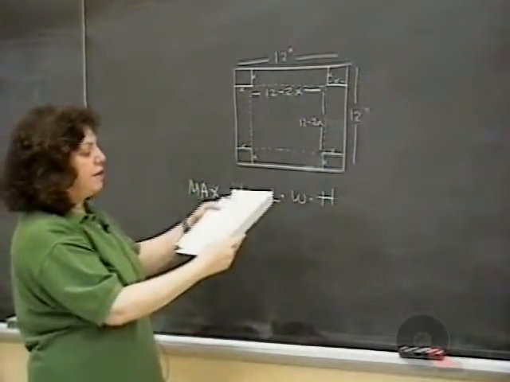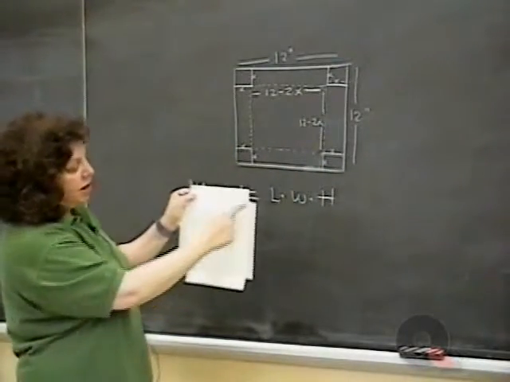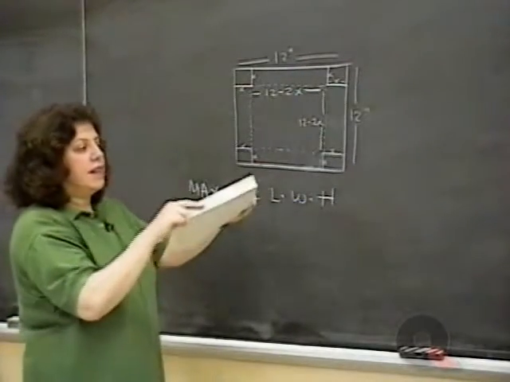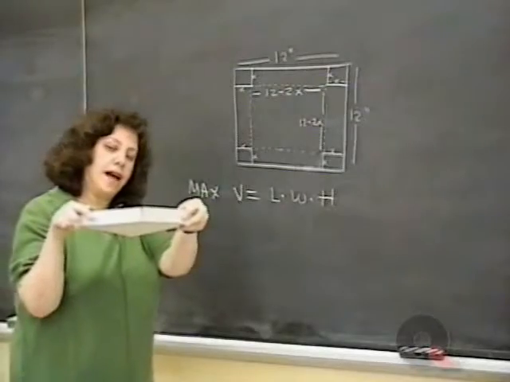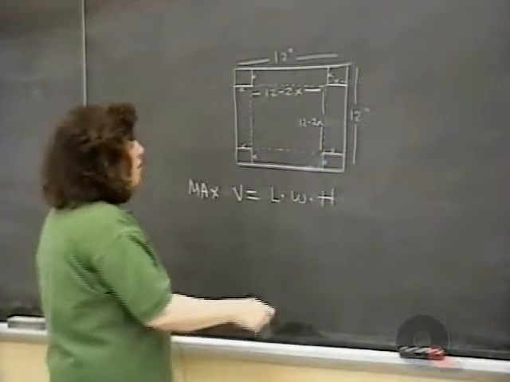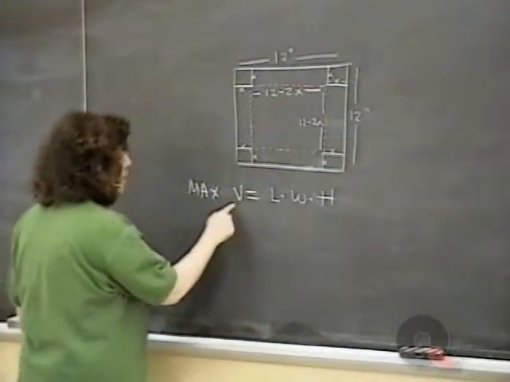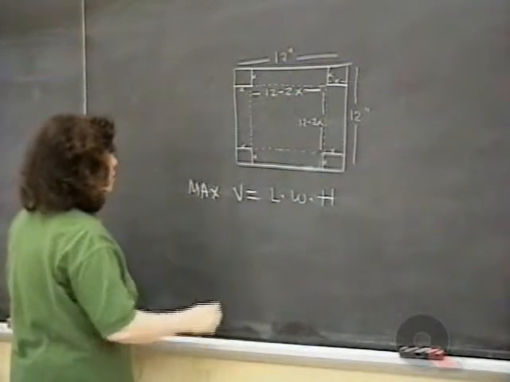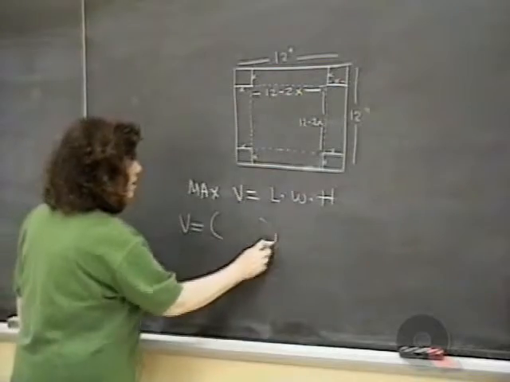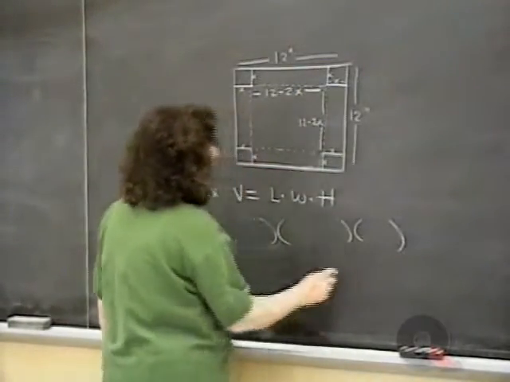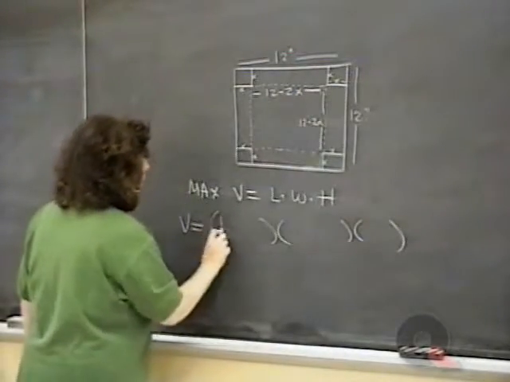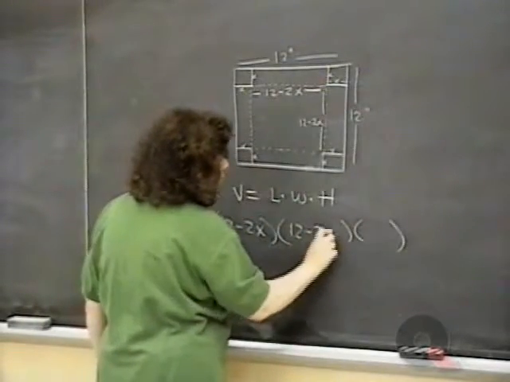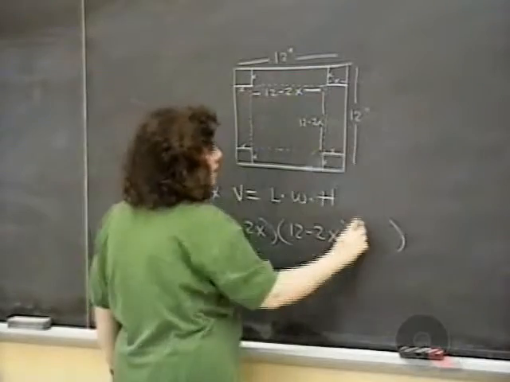So we have the length and the width. Now, watch this. We cut out the square x by x. When we fold, that x that we cut out becomes the height of the box. Okay, so we'd like to get whatever we want to maximize in terms of only 1 letter. Here we have it in terms of 3 letters, but we see that the length is 12 minus 2x, the width is 12 minus 2x, and the height is x.